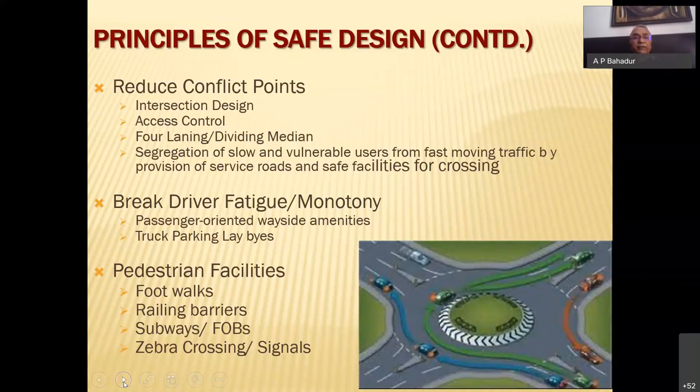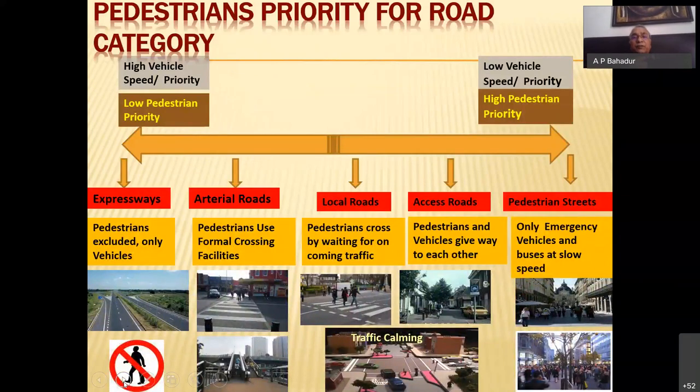Then facilities for pedestrians by way of footpaths, railings, subways, zebra crossings, etc. Now, if you want to give importance to pedestrians, then we have to keep in mind that depending upon the category of road, we should plan and provide for different types of facilities. If it's an expressway, then of course no pedestrians are allowed. If it's an arterial road or a national highway, pedestrians can be allowed, but only at a formal crossing point, which will be identified, and which should be the most preferred crossing location.